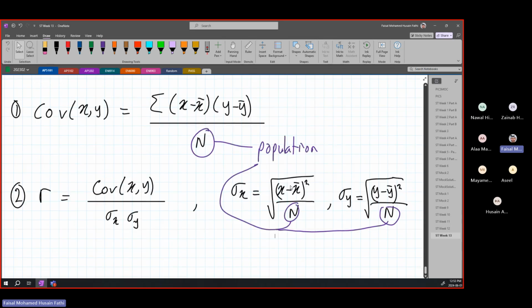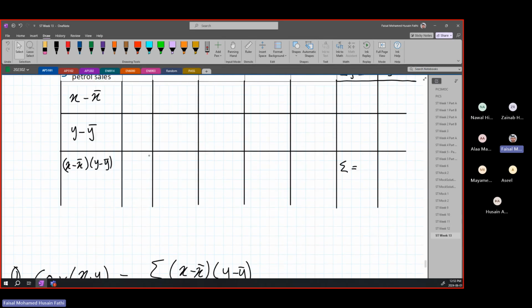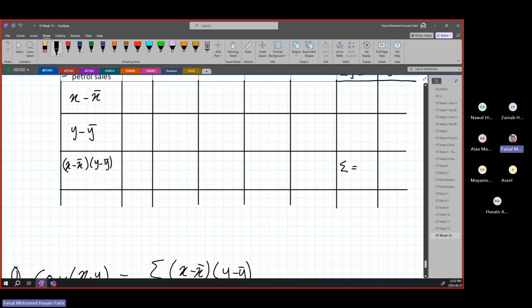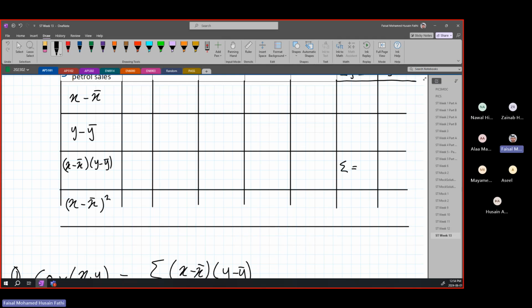Now, how do you find these? You go back to your table and insert 2 more lines at the bottom. You're going to have your x minus x bar squared, and then your y minus y bar squared. All right.